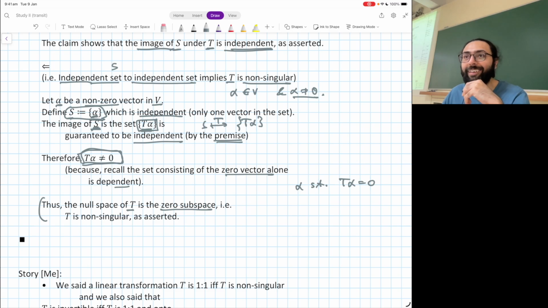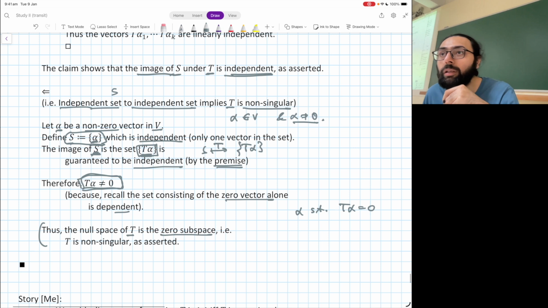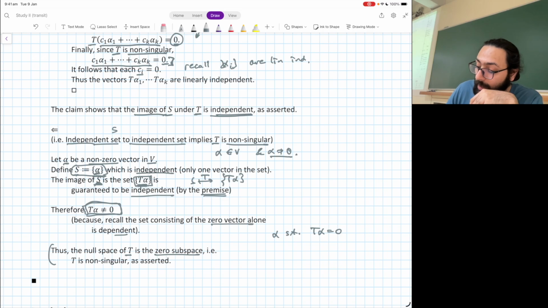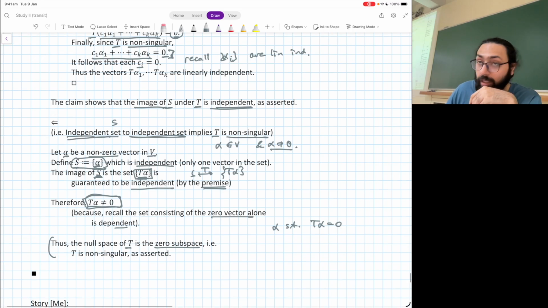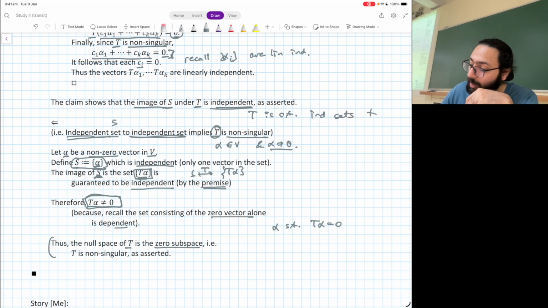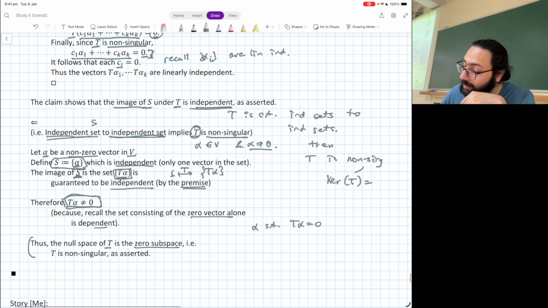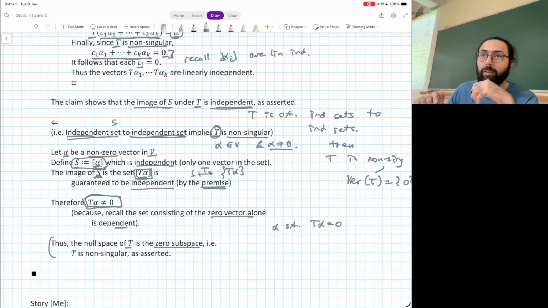Is it clear? Did you get lost somewhere? Tell me. Yeah, for sure. That's the whole point. Okay, so what we're trying to argue is that if you're mapping independent sets to independent sets, so T is such that independent sets are mapped to independent sets, then we want to prove that T is non-singular. Non-singular meaning that the kernel of T has exactly the 0 vector. Because singular means that the kernel has non-zero vectors.